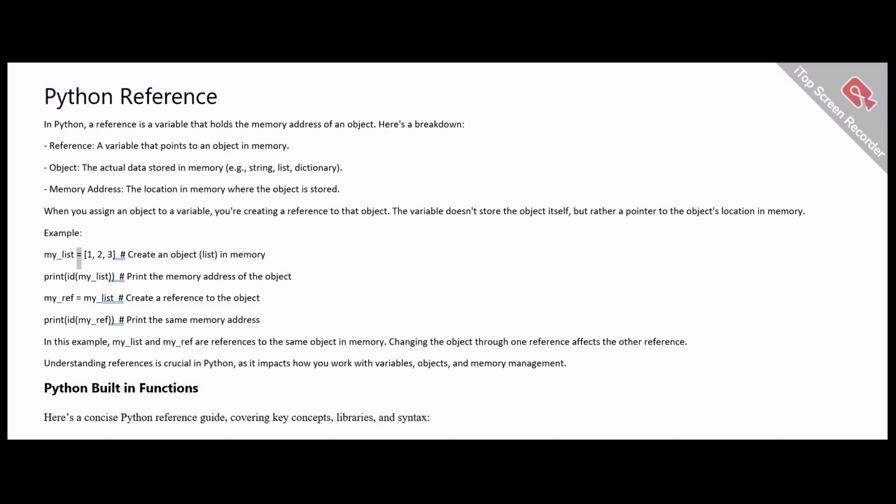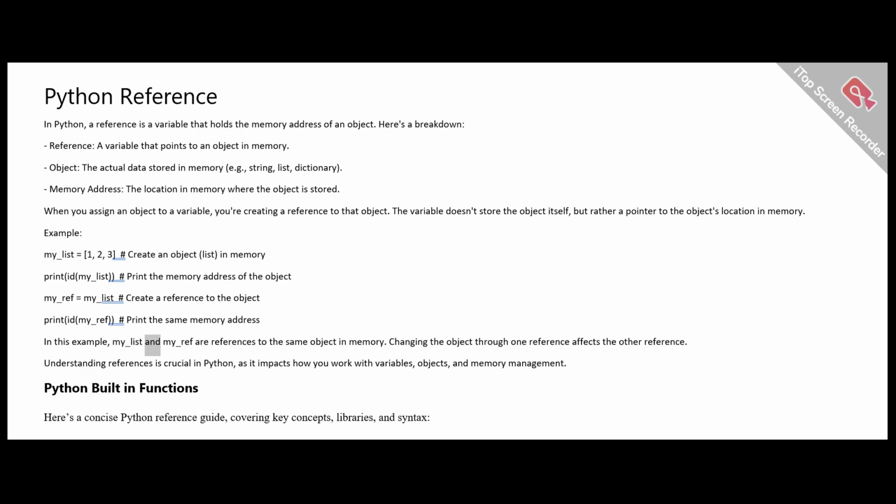Example. my_list = [1, 2, 3] # create an object, a list, in memory. print(id(my_list)) # print the memory address of the object. my_ref = my_list # create a reference to the object. print(id(my_ref)) # print the same memory address.